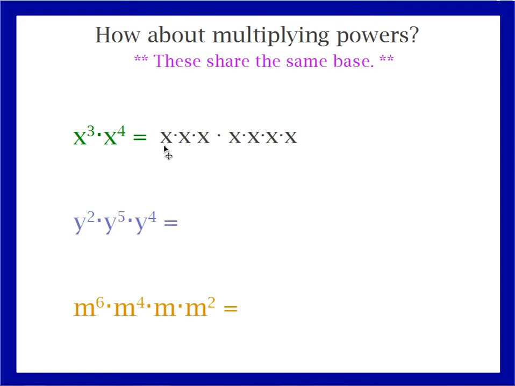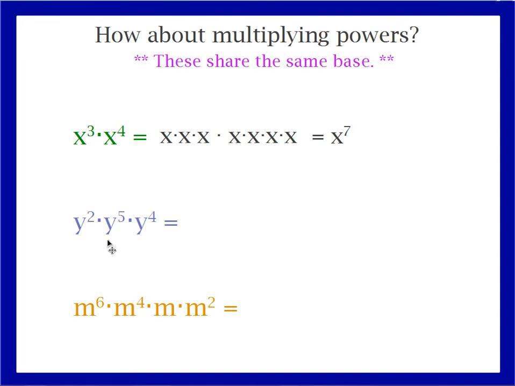I have x times x times x for x to the third power, and I did the same for x to the fourth power. Since the whole thing is being multiplied together, don't I end up with x to the seventh power? Of course. And what would I do with a 3 and a 4 to get the 7? Yeah, let's take a look at the next one.